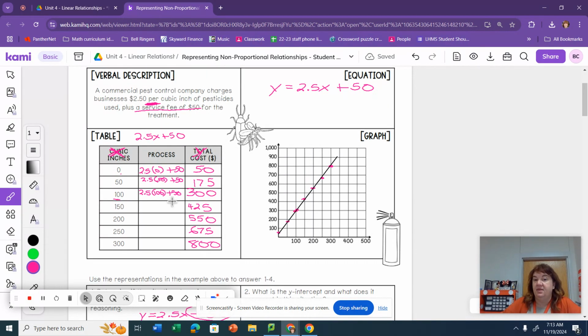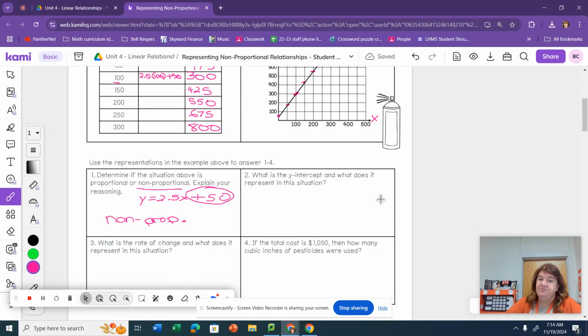Okay? What is the y-intercept? Now remember, this right here, this b. So y equals mx plus b. Whatever that b is, that's the y-intercept. But you can also look at the graph and you can see the y-intercept. This is the y, this is the x. Where it intercepts on the graph is at 50. So our y-intercept is 50.